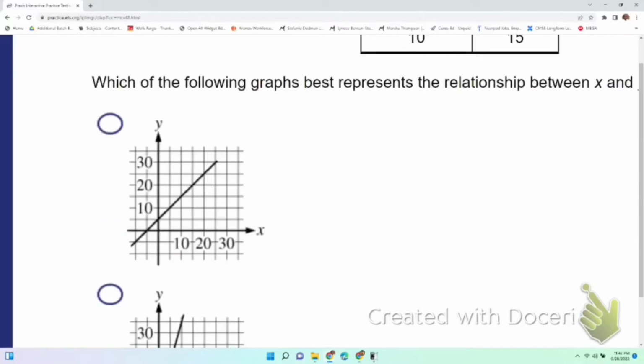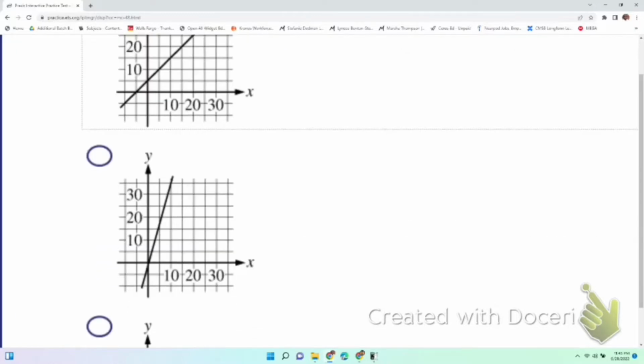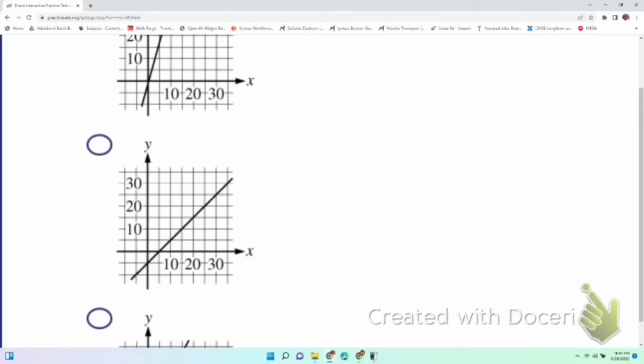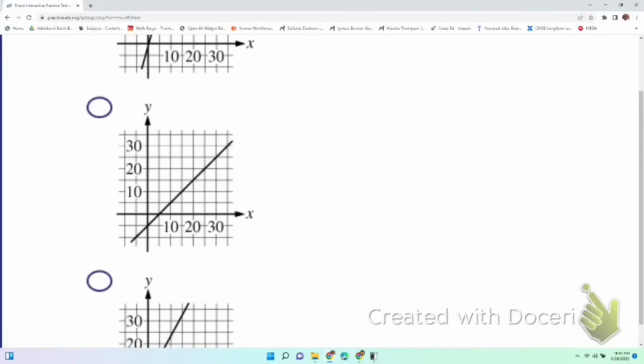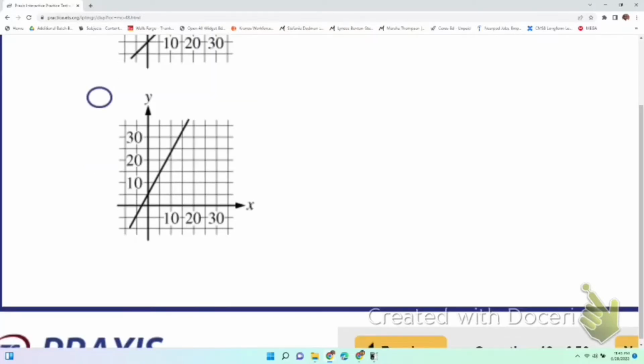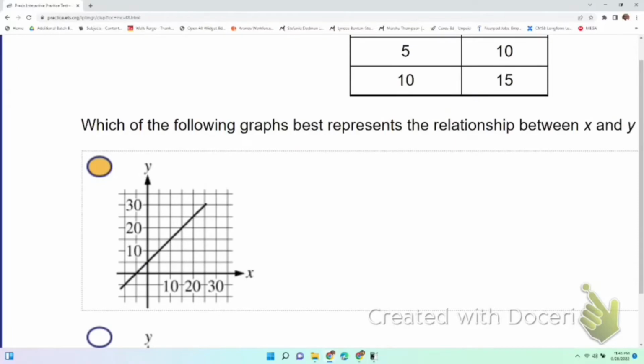These count by 5s: 5, 10, 15, 20, 25, 30. So it crosses here at negative 5 on this first answer choice. But on this one, it crosses at 0, so that's not going to be it. This one crosses the x-axis at 5, and we need it at negative 5. This one crosses at like 2.5, or negative 2.5. So therefore, the answer is answer choice 1.